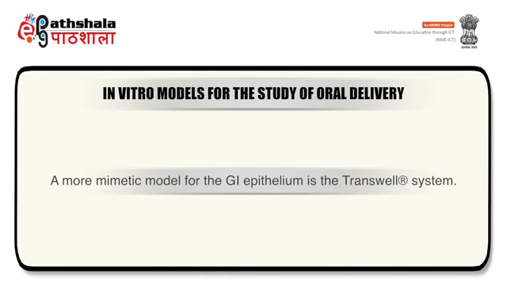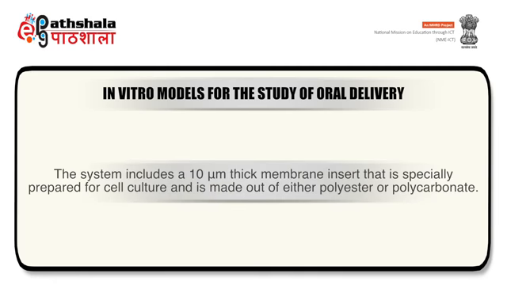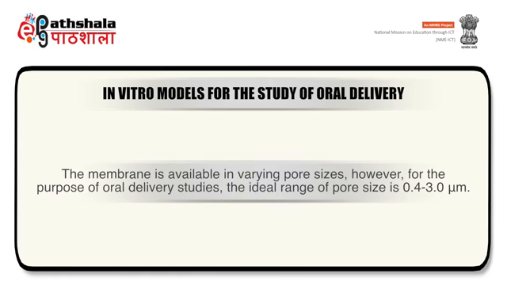A more mimetic model for the GI epithelium is the transwell system. The system includes a 10 micrometer thick membrane insert that is especially prepared for cell culture and is made out of either polyester or polycarbonate. The membrane is available in varying pore size. However, for the purpose of oral delivery studies, the ideal range of pore size is 0.4 to 3 micrometer.